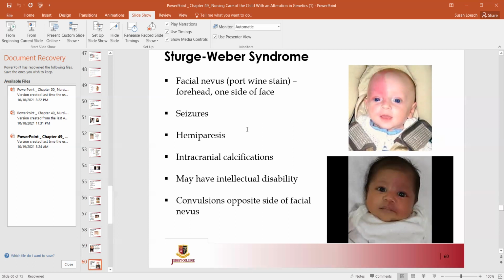Treatment is mainly symptomatic. Seizure control is a main issue. Laser treatment to remove or lighten the facial nevus, surgery for the glaucoma, and then PT for the muscle weakness. Educational therapy for the intellectual disabilities and developmental delays, then support and education to the family, as well as genetic counseling.